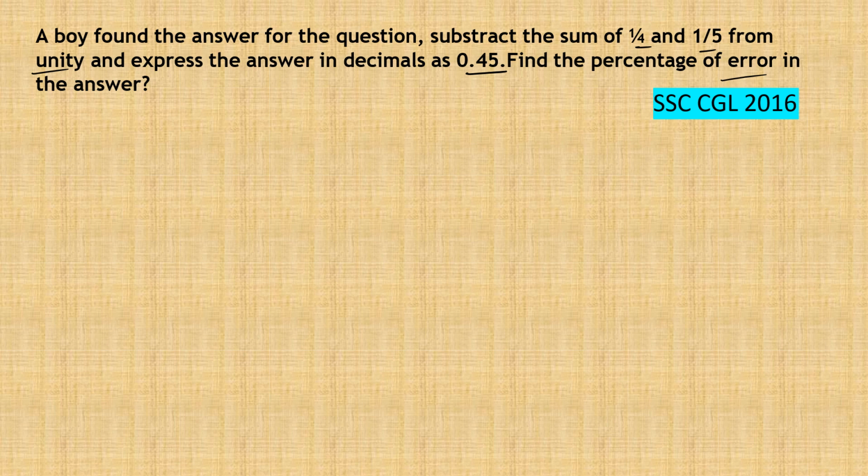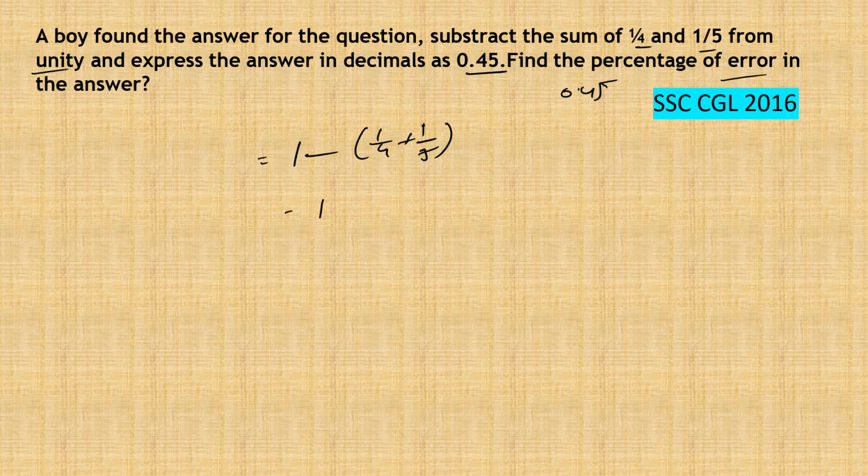The boy was asked to subtract from unity, that is unit means 1, the sum of 1 by 4 plus 1 by 5, and he found the answer as 0.45. What's the actual answer?